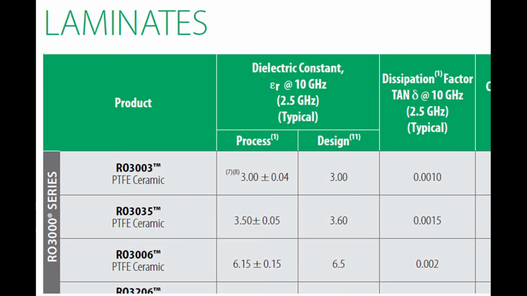Now the next column is design, or design Dk, and design Dk is a little different. The values found here are actually tested by circuit performance. So we make microstrip transmission line circuits of different lengths. We use the microstrip differential phase length method, and from that we extract the dielectric constant as the circuit would perceive it. So design Dk is a Dk value generated from circuit performance, basically a circuit property, whereas the process Dk is a raw material property. So the design Dk is really the proper value to use in circuit design and circuit simulation.